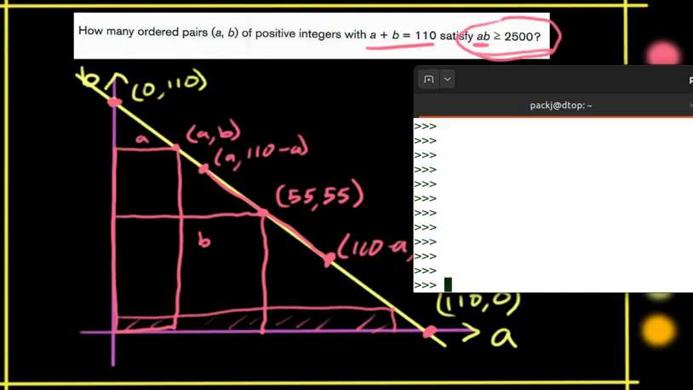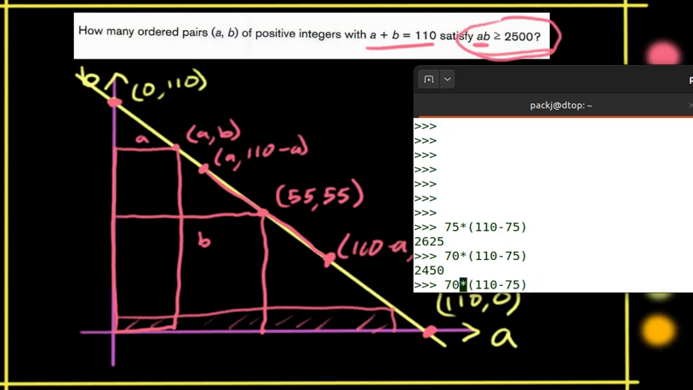I guess you might think, well, what if we did 75 for A? So 75 times 35, that adds up to 110, right? Or maybe I'll just do it this way. I'll put 110 minus 75. And that'll give me 2625. Okay, so that is already above my 2500, right? So I can go maybe down a little bit. Let's try 70. Okay, that's below.